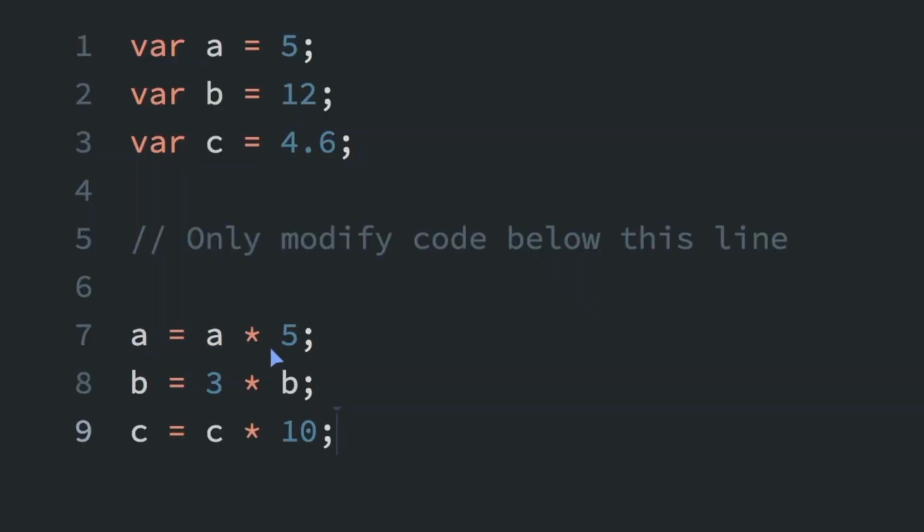Here we have a equals a times 5. Well, we can do the same thing as before. We can shorten this to a *= 5. So that means the same thing. Here, we can do a *= 3. And then c equals c times 10. We can shorten this to c *= 10. And that's another shortcut for JavaScript.